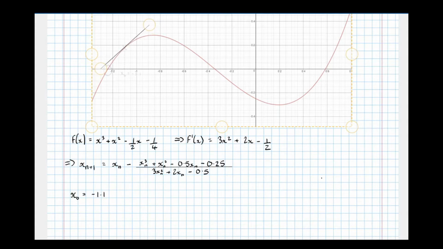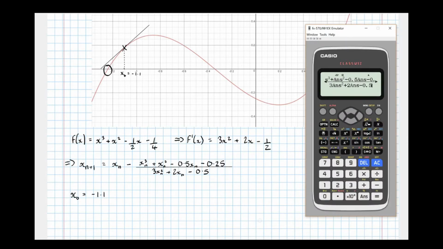Yeah, that's a bit better. So we've got a tangent there and it roughly crosses about minus 1.3. So I would expect my answer when I press equal to be minus 1.3 or thereabouts. Let's see. Yes, almost exactly.